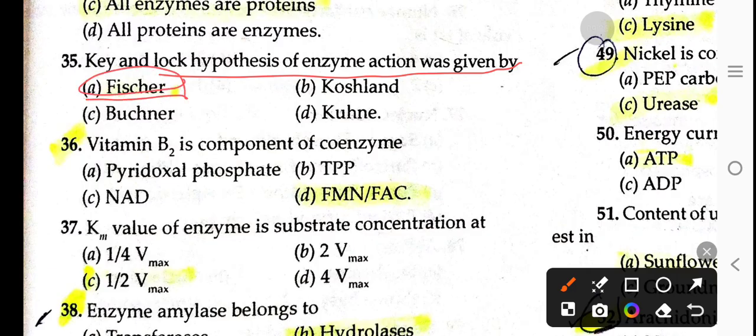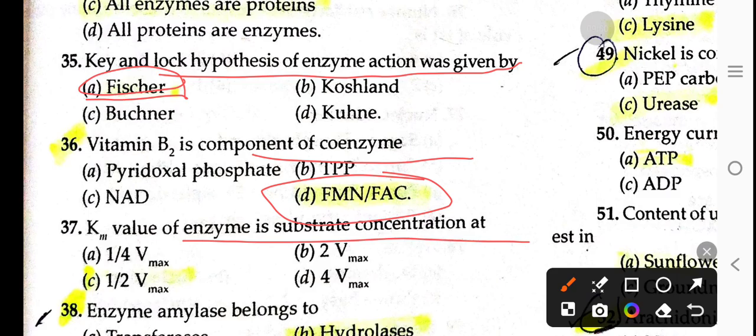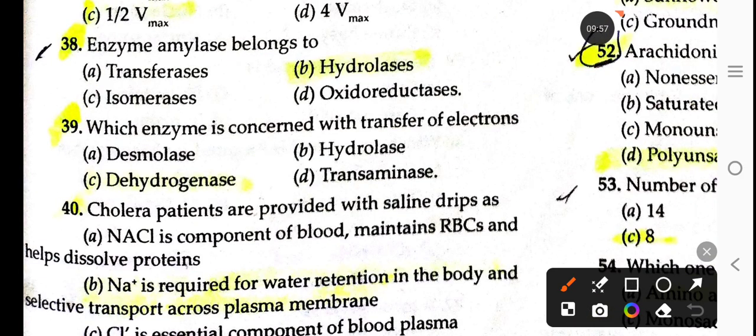Vitamin B2 is a component of coenzyme, so it is option number D. According to the book, it is given option number D. Next, the Km value of an enzyme is the substrate concentration at half Vmax. Option number C is the right answer. The enzyme amylase belongs to, so it belongs to hydrolases. These are the classes or classification of enzymes, out of which amylase belongs to hydrolases.